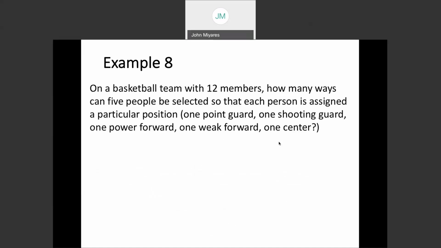On a basketball team with 12 members, how many ways can 5 people be selected so that each person is assigned a particular position? One point guard, a shooting guard, a power forward, a weak forward, and a center. Symbolically, what are we doing here? Well, we have 12 people on the team, and we need to pick 5 to go out and play on the court in specific roles, meaning it's going to matter who we pick to play point guard, who we pick to play center, and so on.